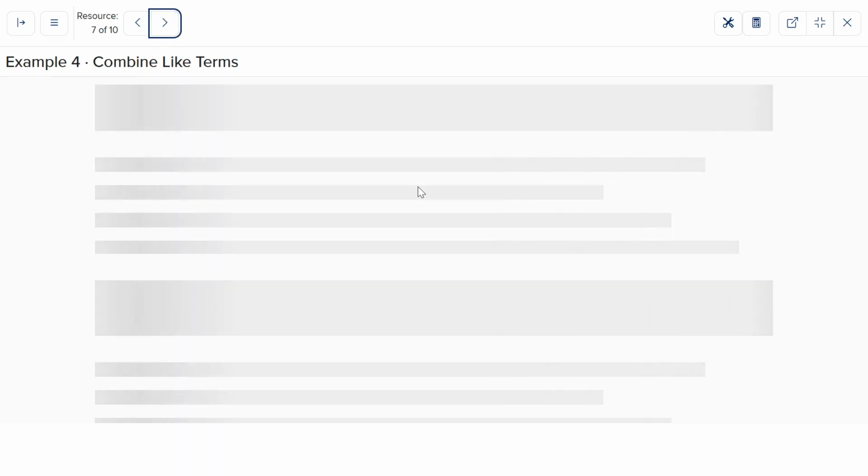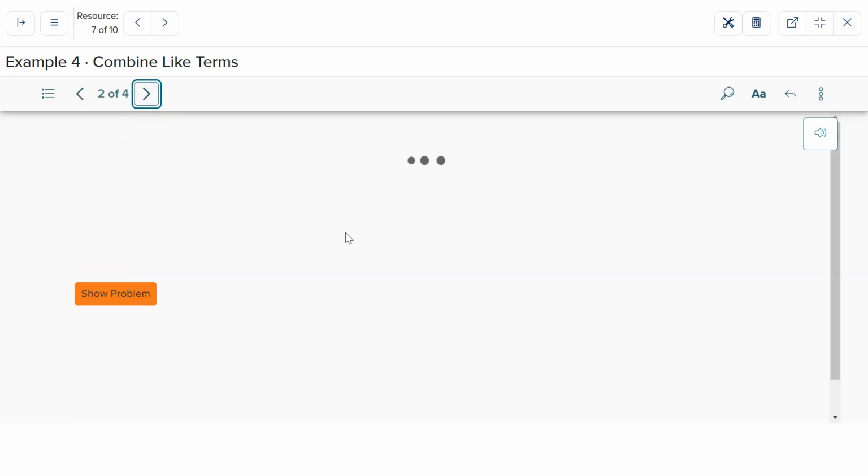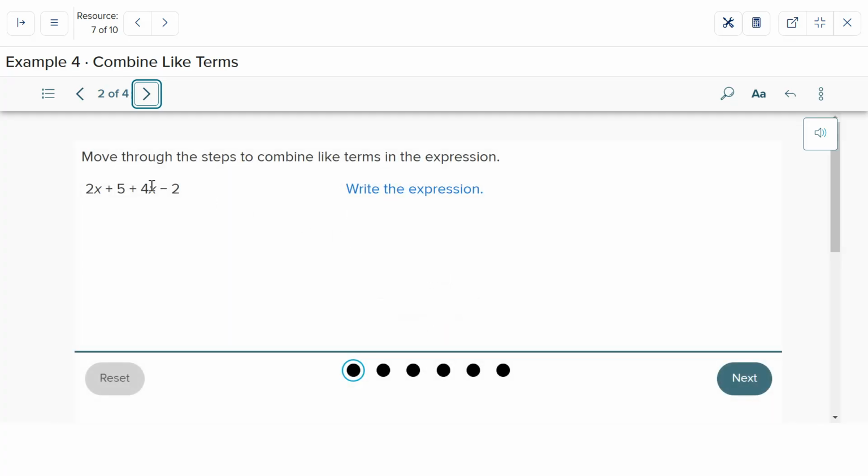So let's combine like terms in example 4 here. Let's simplify 2x plus 5 plus 4x minus 3. Okay, so first write the expression 2x plus 5 plus 4x minus 2. And then we can change that into 2x plus 4x plus 5 minus 2. And that is the commutative property. These first 3 terms are being added. They can be added in any order. And then we want to keep the subtraction at the end.